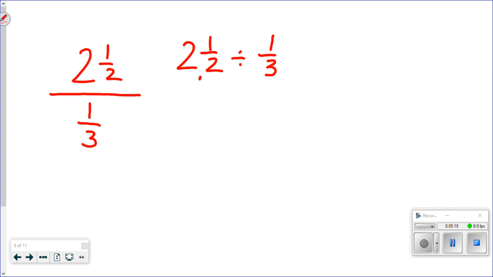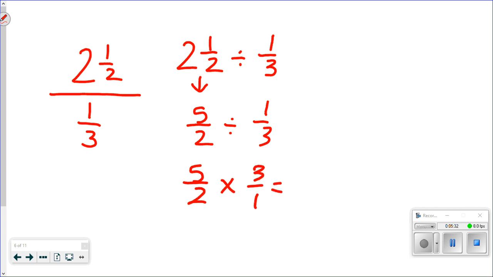Okay, need to change this into an improper fraction. 2 times 2 is 4, plus 1. So this would technically be 5 over 2 divided by a third. Then you could do 5 over 2, and this is where I'm doing my keep, change, flip: times 3 over 1. Multiply across, I get 15 over 2, which would be 7.5. So it's possible with all types of fractions, mixed numbers, regular fractions, it's possible for all that stuff.